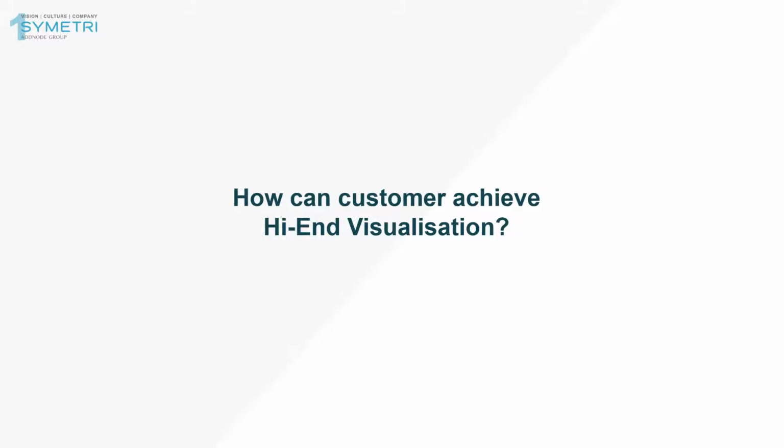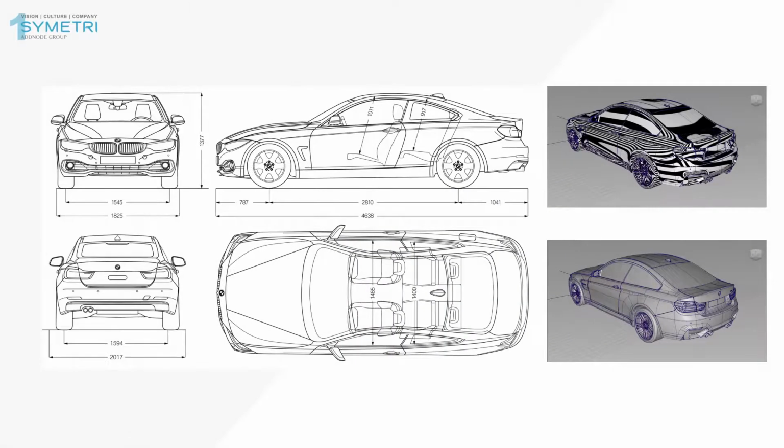So now that we've talked about what high-end viz is, let's look at an example of what steps could be taken to achieve it with a CAD model. So now here we've got a drawing sheet and a 3D file, which is perfectly fine within the design department, but maybe not enough for other departments to understand scale, size, and the nuances of the design.